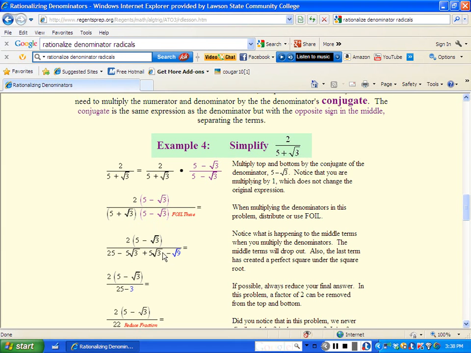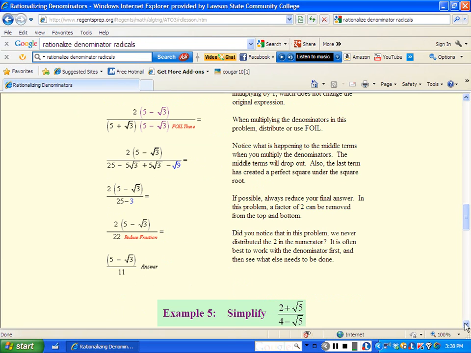Notice that the middle terms here will cancel out. That negative 5 square root of 3 plus 5 square root of 3 will cancel out. And you have 25 minus 3 because the square root of 9 is 3. 25 minus 3 is 22. Voila. The radical is out of the denominator.